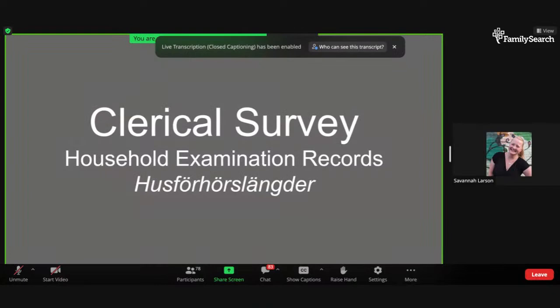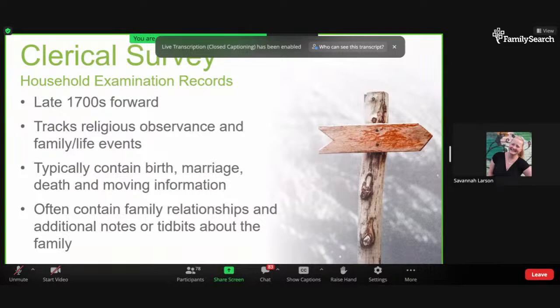So I'm going to walk through each of these records and what you can expect to find and show you an example of what they look like. The clerical survey or the household examination record is that one foundational piece. They started in the late 1700s moving forward and have varied quality depending on the area, but they're typically very good. They were used to track religious observance as well as family life events.